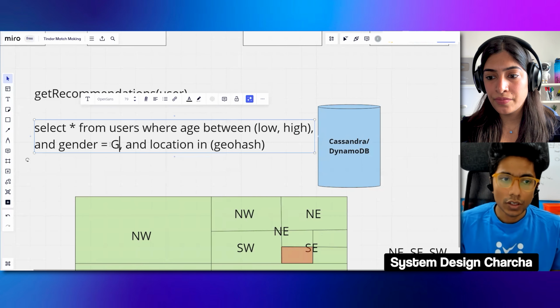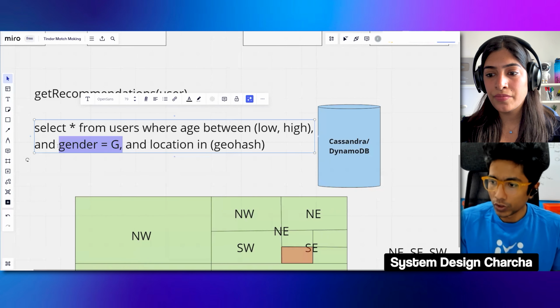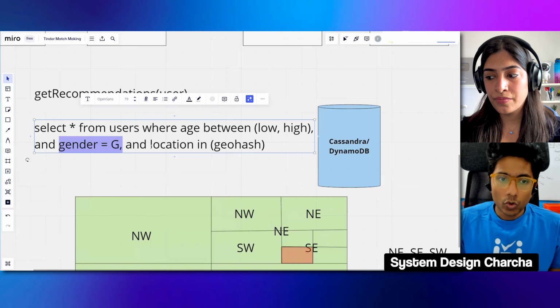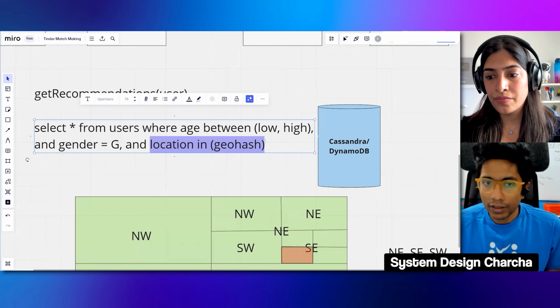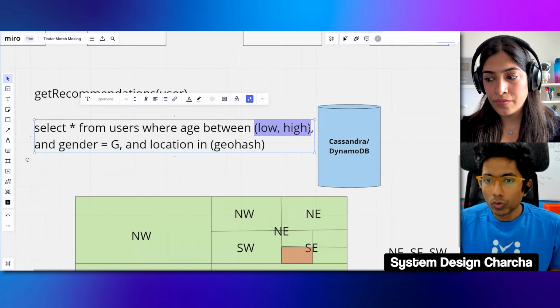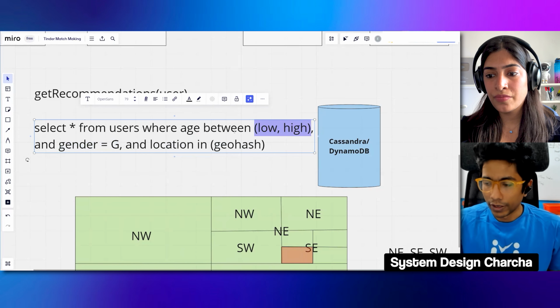So when a query comes here, this is free. This is order 1 because you just go to that shard. Then you find all the people in a particular geohash. That is a log n thing. And between them, you do an age query. So that is order n.